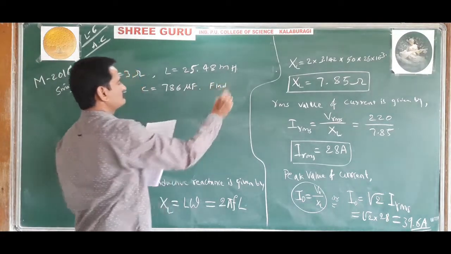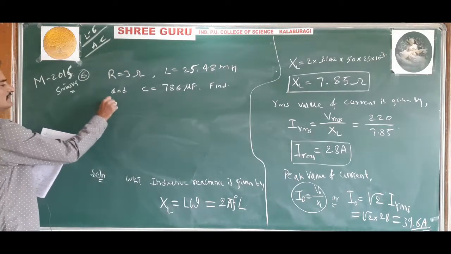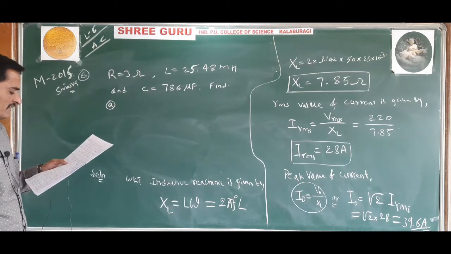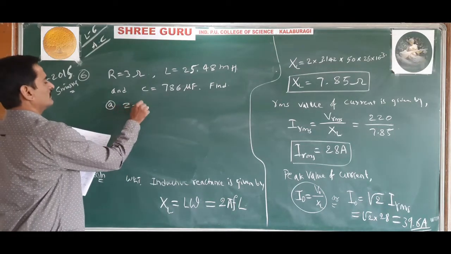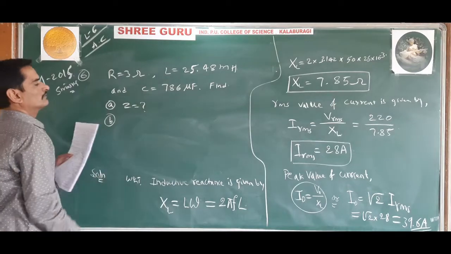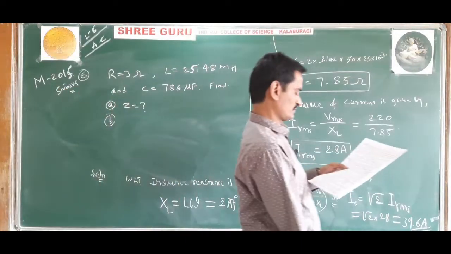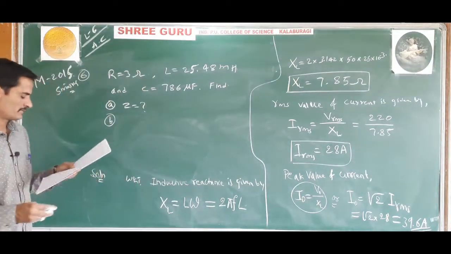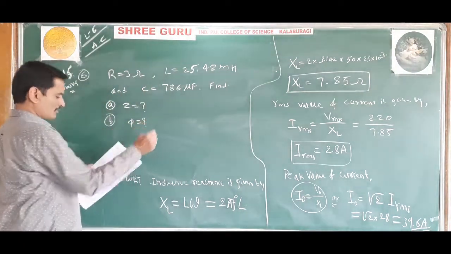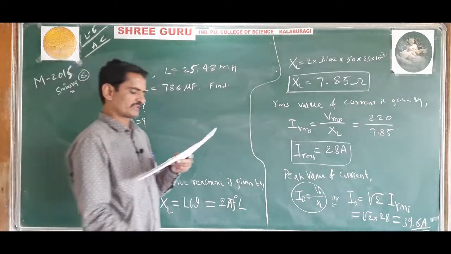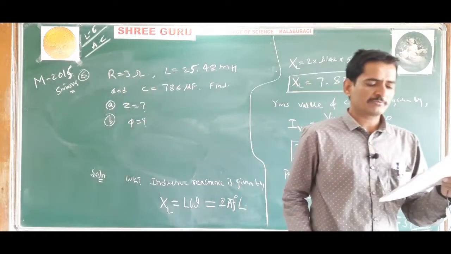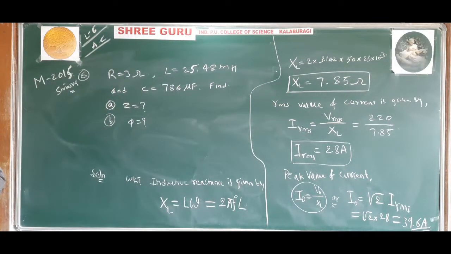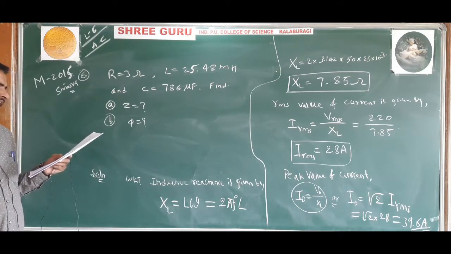Find, first part A, the impedance of the circuit. B, the phase difference between the voltage across the source and the current.